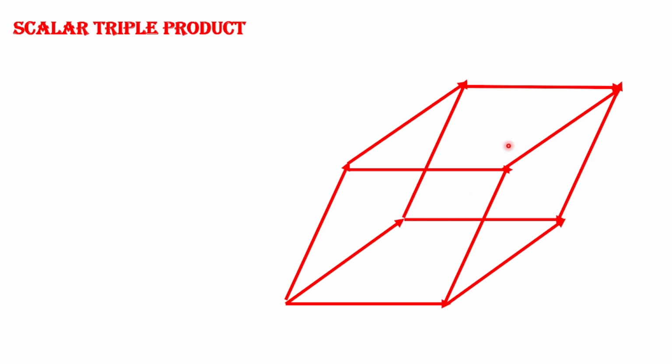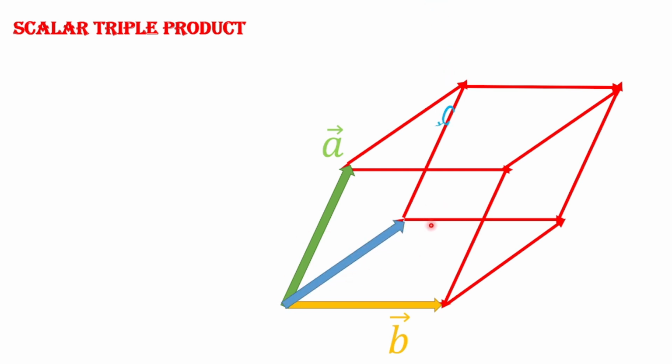There are 6 faces and all of these faces are parallelograms. Let's find the scalar triple product of this parallelepiped. That's why we take a vector along this edge, and this vector is called the a vector. Then we take another vector along this edge, and this is called the b vector, and then we take another vector and this vector is called the c vector. So we take the 3 vectors according to the 3 edges.